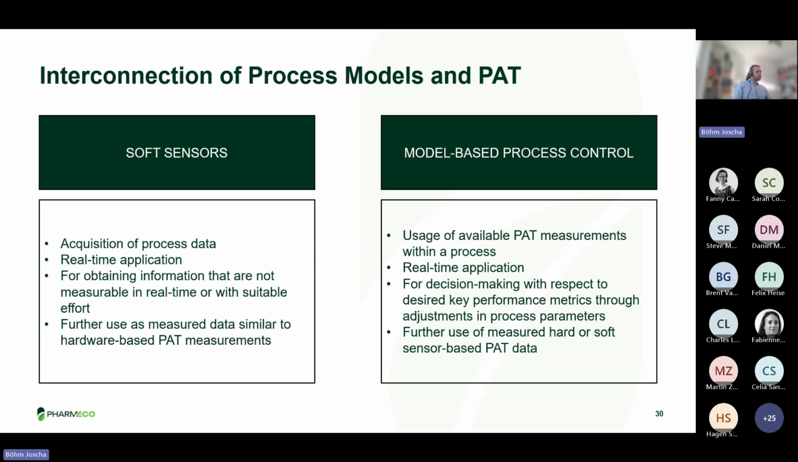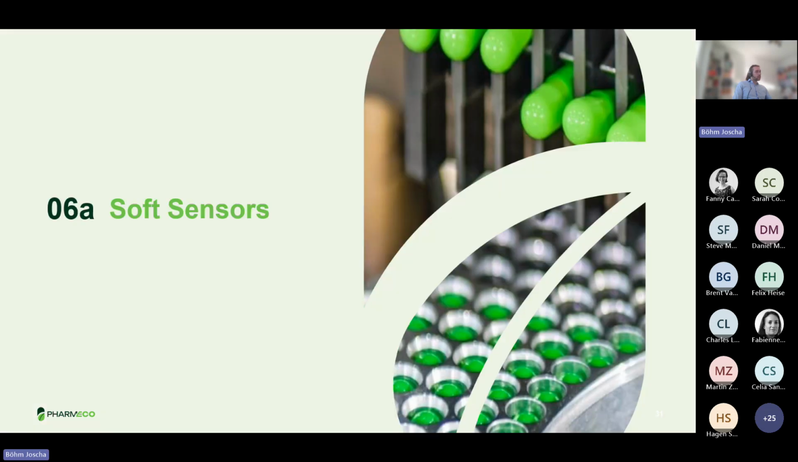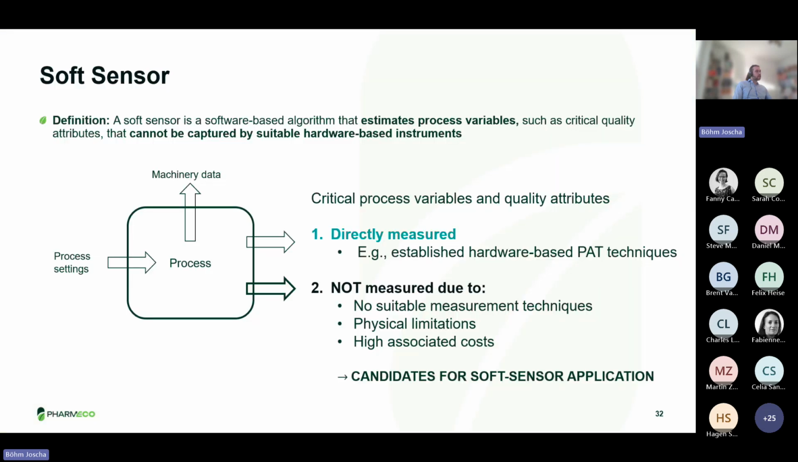In the next part, I will go first into the soft sensors and explain a bit more what we want to achieve here, starting off with a definition. A soft sensor is a software-based algorithm that estimates process variables, such as the critical quality attributes, that cannot be captured by suitable hardware-based instruments. So what we see here essentially is that hardware-based PAT does not work here. To get these data, it makes sense to go for soft sensors.